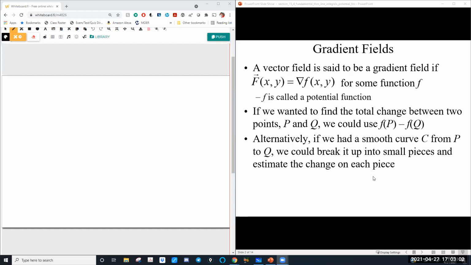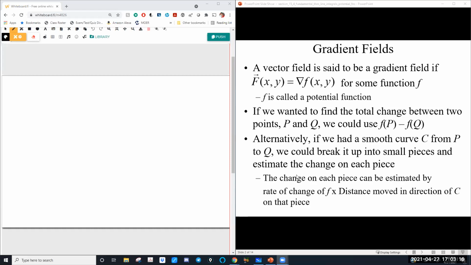Now, the alternative way of approaching this is if we had a curve C going some path, going from P to Q, we could break it up into small pieces, estimate the change on each piece. What we would do in that case is do the rate of change of f times the distance moved in the direction of C on each piece. That is essentially our line integral that we were talking about last time. So basically, what this is going to do is give us an alternative way of doing a line integral when our vector field is a gradient field.